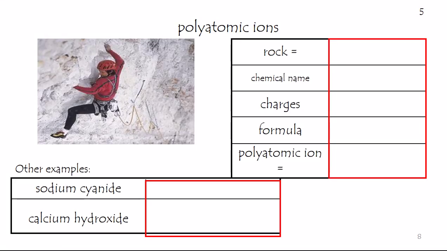An introduction to polyatomic ions. Not all ions are monatomic. For example, chloride is monatomic, one atom, that atom being chlorine. But what do you do for this giant ionic compound here?